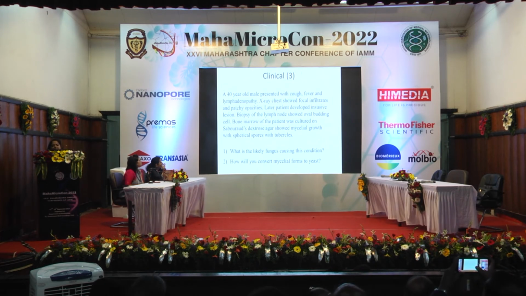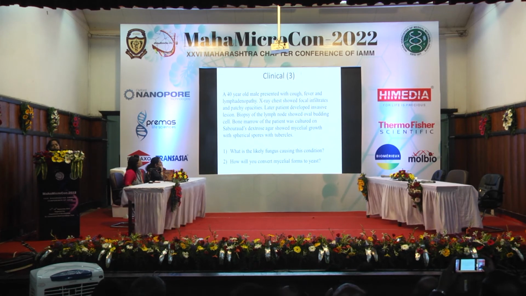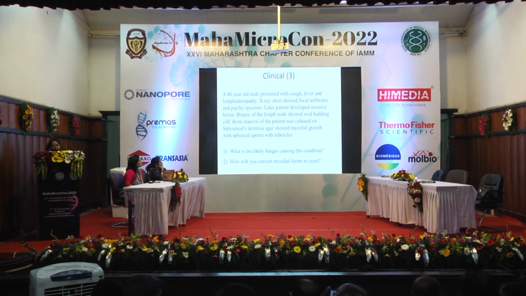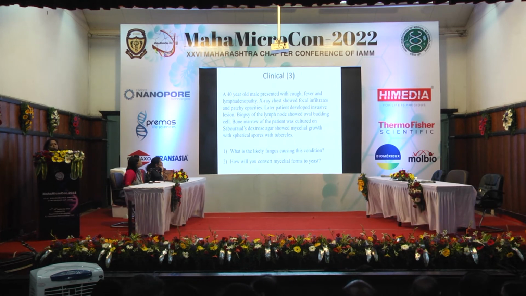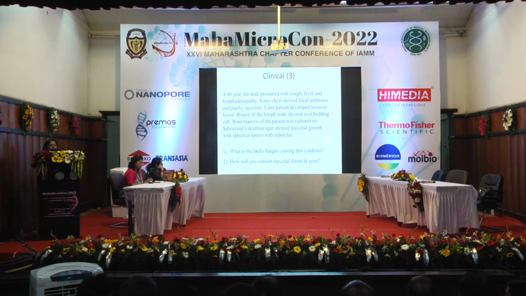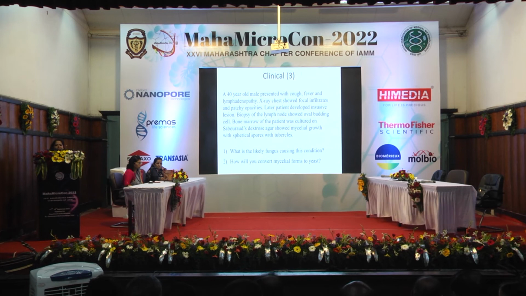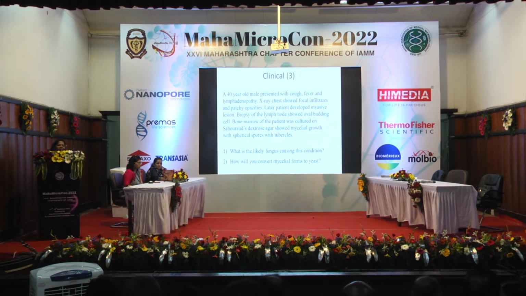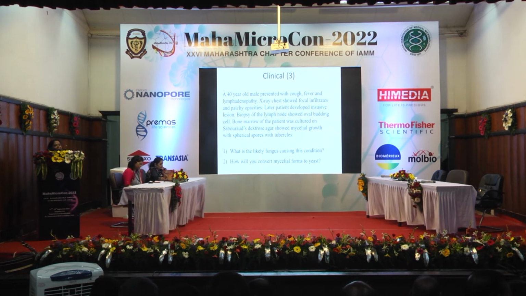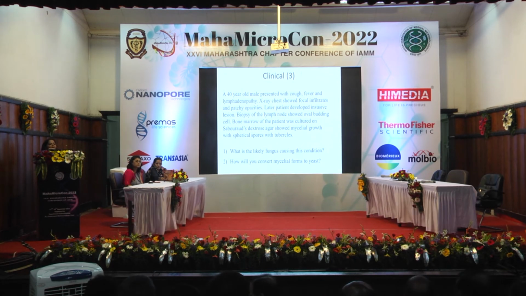A 40-year-old male presented with cough, fever, and lymphadenopathy. X-ray chest showed focal infiltrates and patchy opacities. Later, patient developed invasive lesion. The biopsy of the lymph node showed oval budding cells. Bone marrow of the patient was cultured on Sabouraud's dextrose agar, showed mycelial growth with spherical spores with tubercles. Which is the likely fungus causing this condition, and how will you convert mycelial form to yeast form? No group discussions while writing the answers.